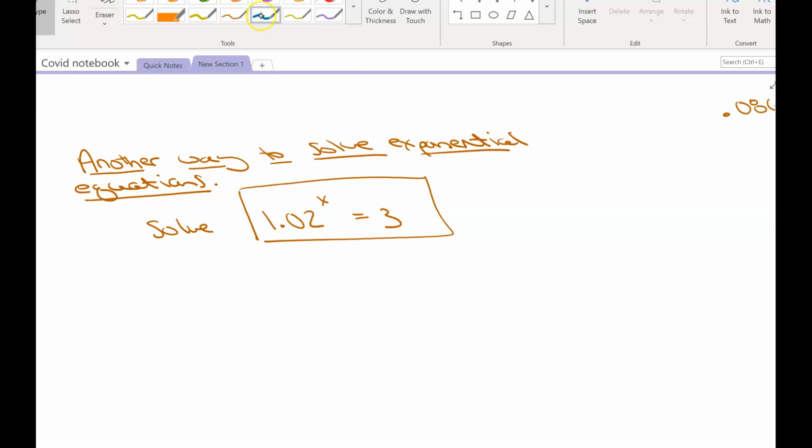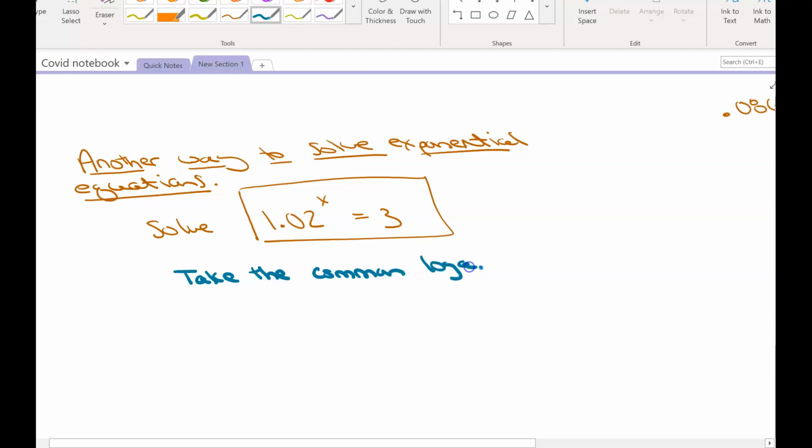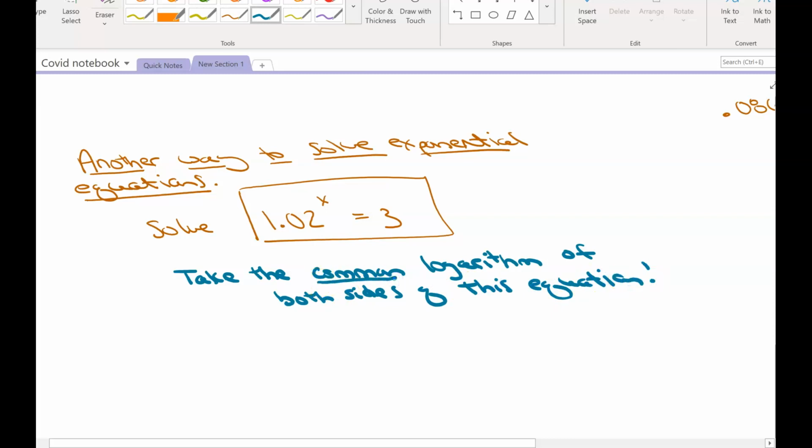Okay, you can do whatever you want to an equation as long as you do it to both sides. Well, here is yet a new thing that we can do to both sides of the equation. We are now going to take the common logarithm of both sides of this equation. Okay, and I'm specifying common logarithm because the base is 10.